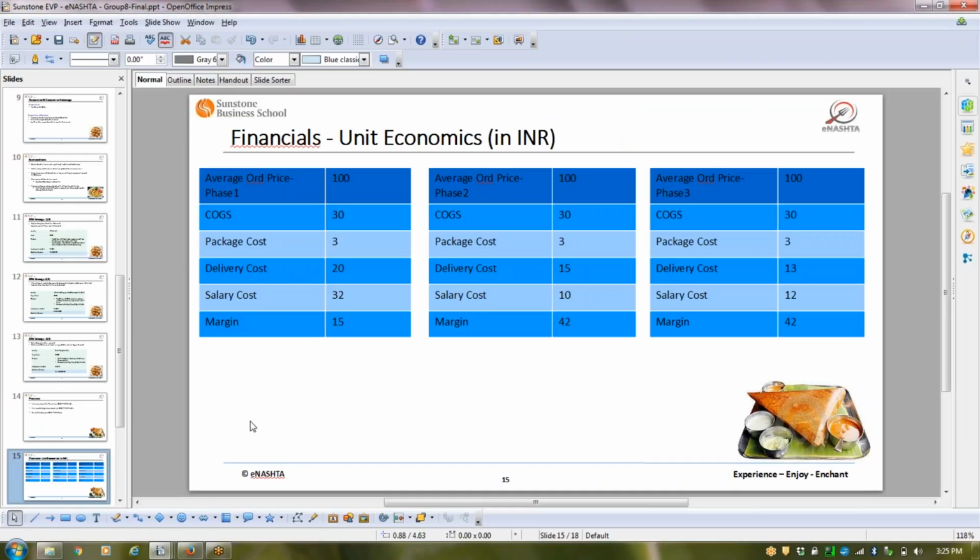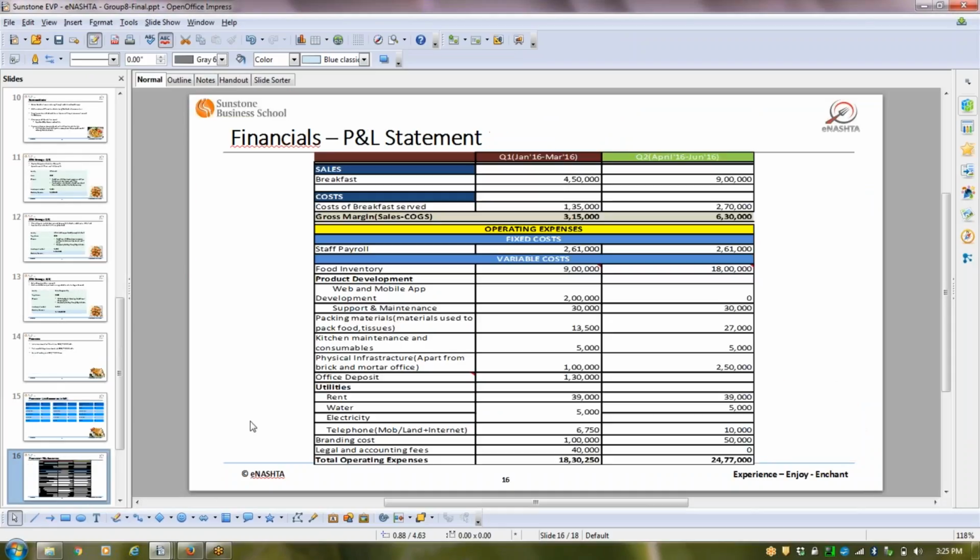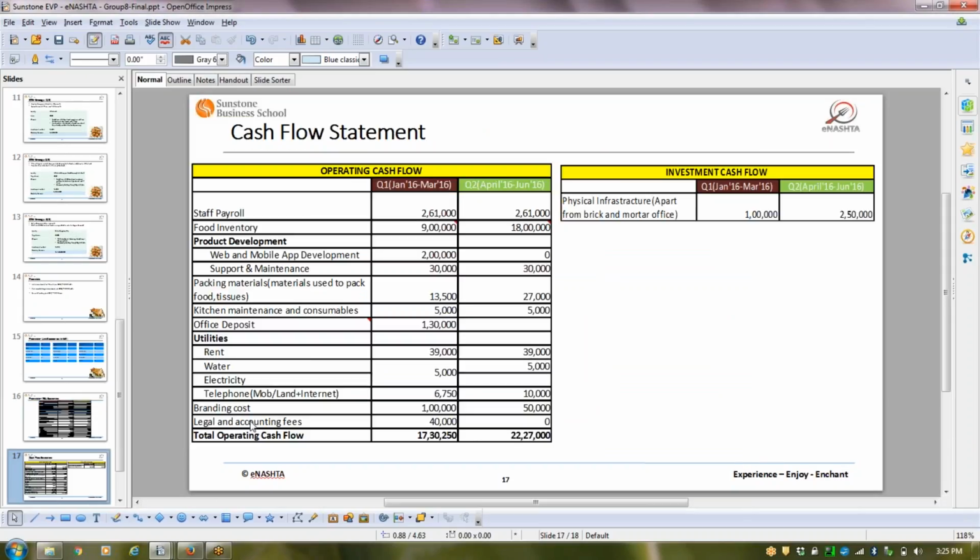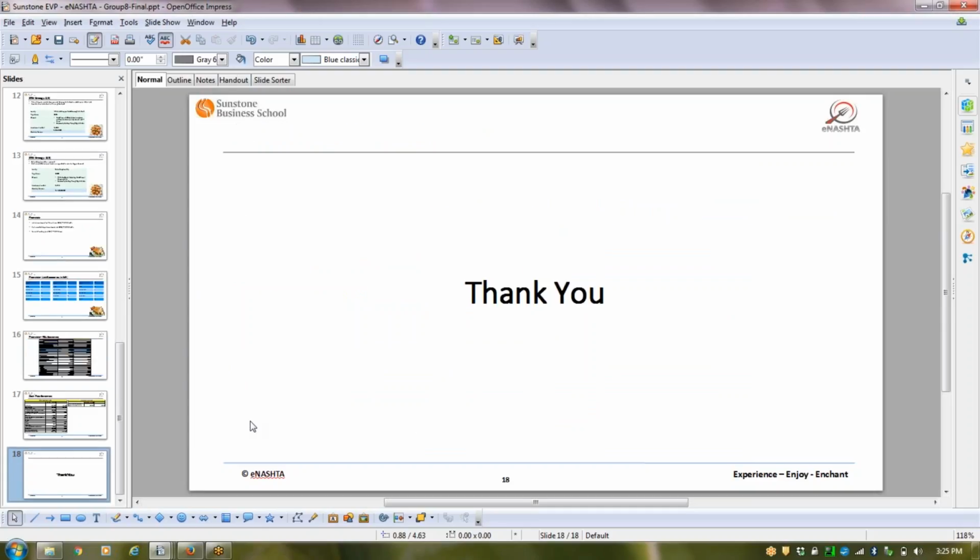So the unit economics, they have given it over here, and they have also developed the P&L statement, the profit and loss statement. They have exactly said where the money is going from, where they are getting the money. All these things have to be correctly put. The operating cash flow, investment cash flow. You can go through all these details. I guess I have already sent you this PPT in the last session.